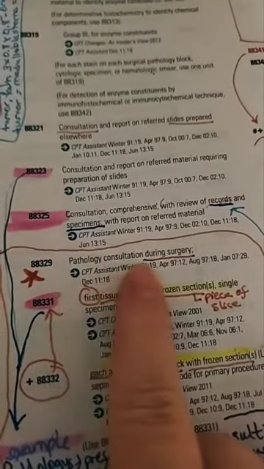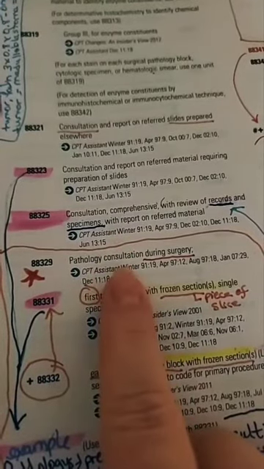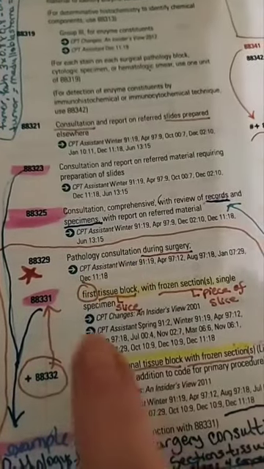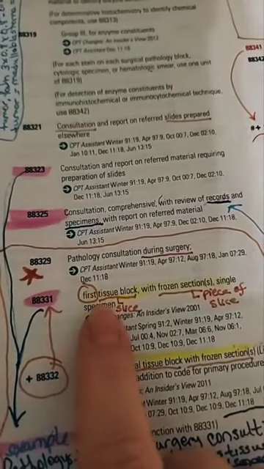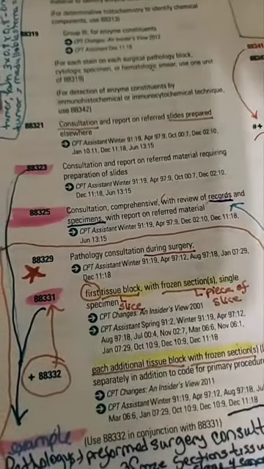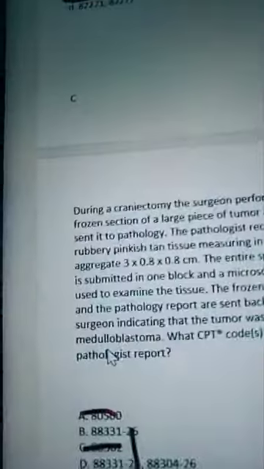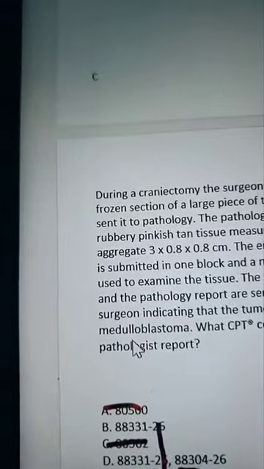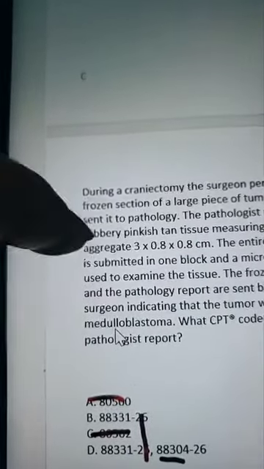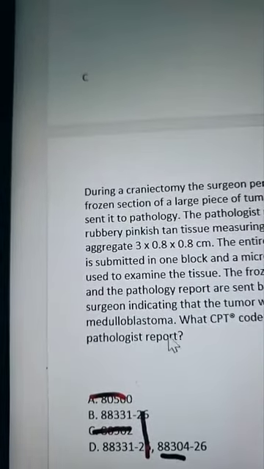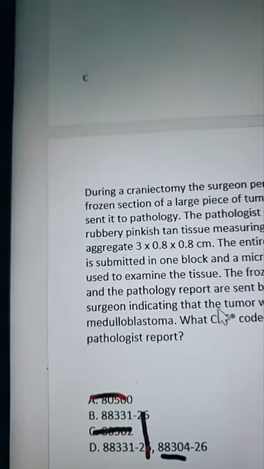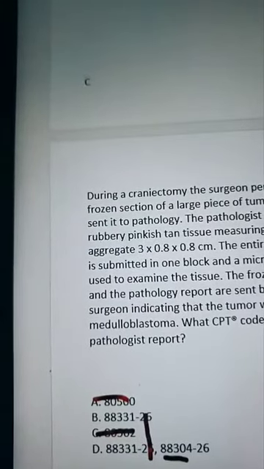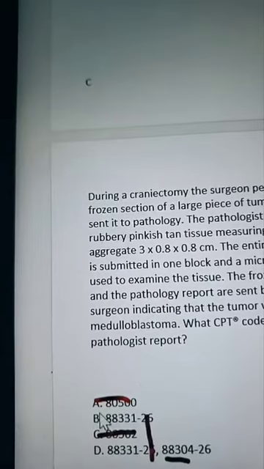So he definitely qualifies for the consultation code also, which means the first tissue block got right here, and it's done by itself. And he got the technical component, the 26, I mean. So that's that one. That one's definitely B is our answer.